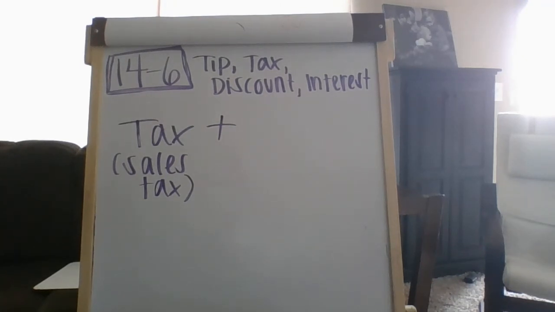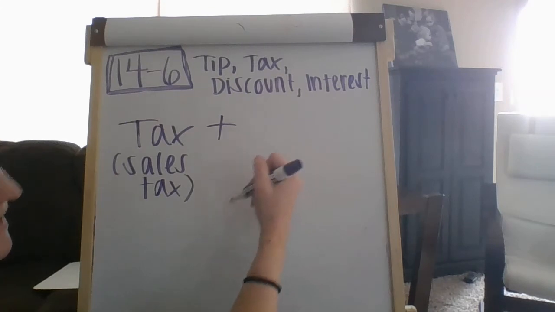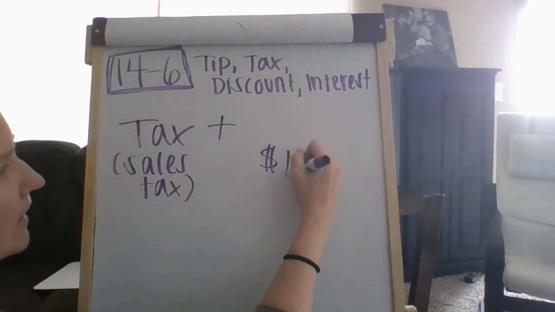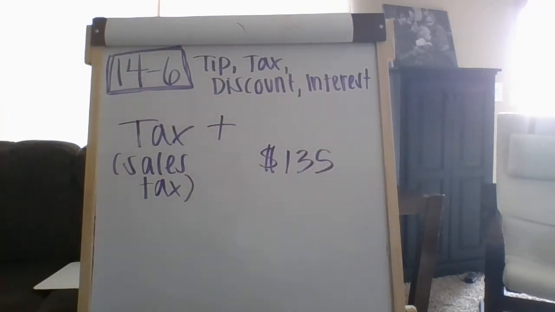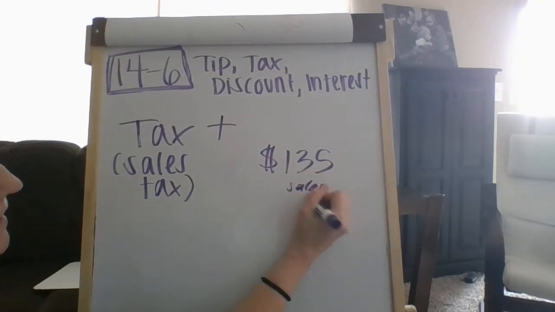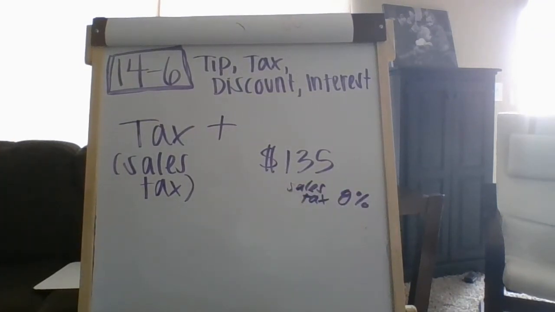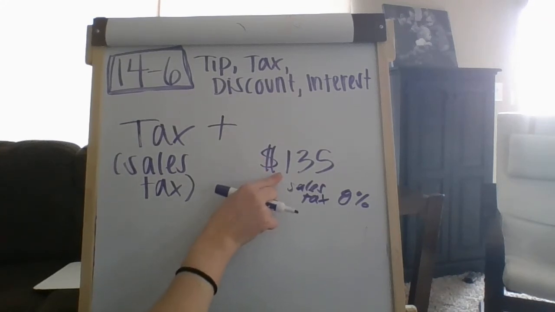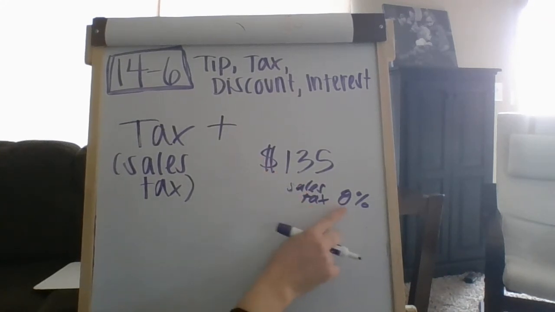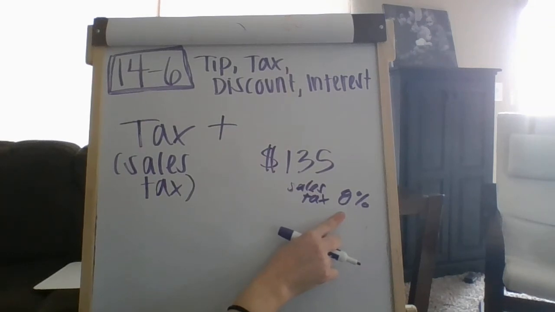So say you guys go out shopping, okay, and you find something that costs $135. Now, you go up to ring at the register, it's not going to be $135. Instead, we have to add that sales tax as well. So I'm going to say in this one that our sales tax is going to be 8%. We're going to follow the same steps that we did with our tip. We're going to take our subtotal and we're going to multiply by the decimal form of 8%.